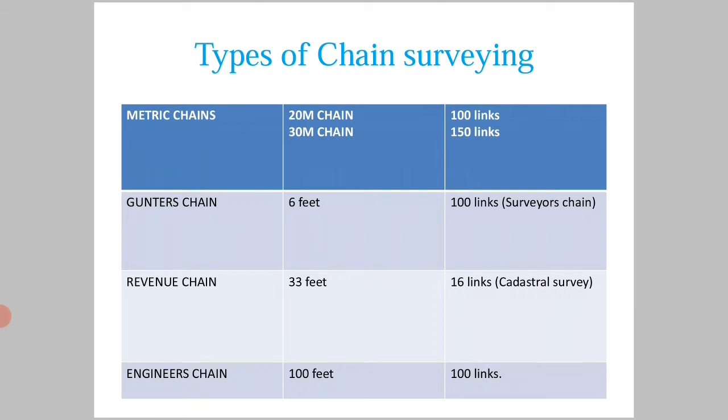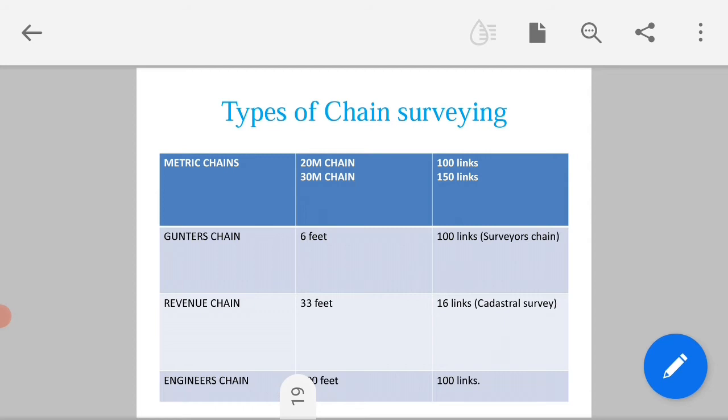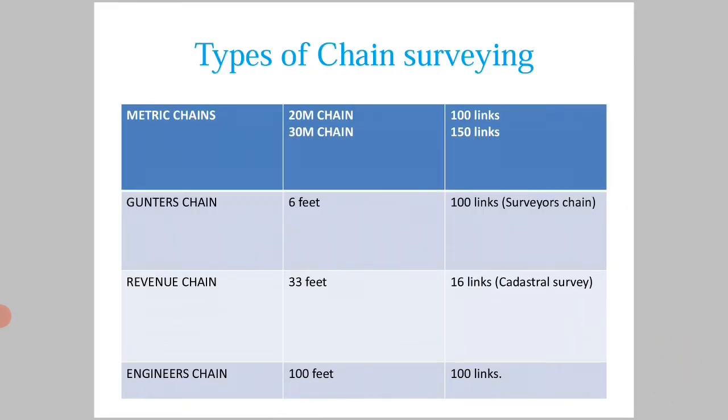Metric chains are the 20-meter chain and also the 30-meter chain. The length of Gunter's chain is 66 feet. The length of revenue chain is 33 feet, and the length of engineer's chain is 100 feet. And the last column shows the links each chain contains. The 20-meter chain contains 100 links, the 30-meter chain contains 150 links, and the Gunter chain also contains 100 links.